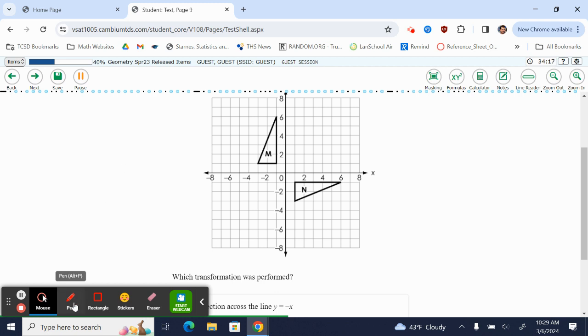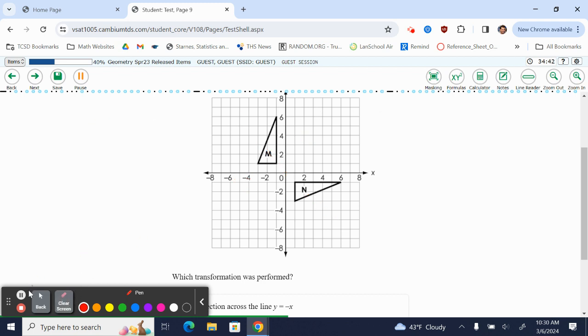So the first one says a reflection across y equals negative x. So that is a diagonal line going through the origin with a slope of -1. So down 1, right 1, down 1, right 1. So it'd be like this line right here. So what would have to happen is that M would have to be over here and then reflect over here. Well, that's not right. Okay, so that's wrong.